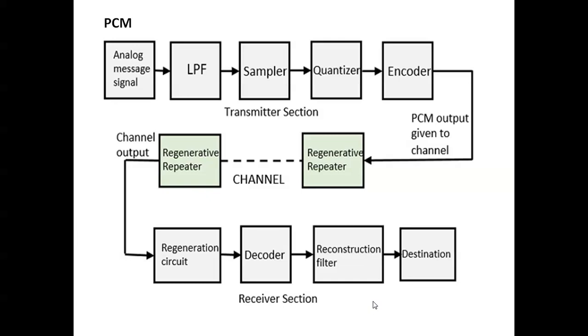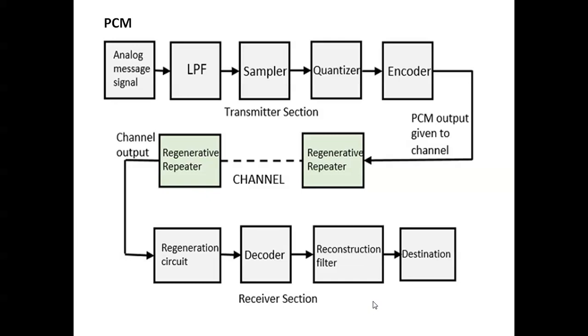So that is the receiver section. In pulse code modulation, if the analog message signal, a sine wave, is given to pulse code modulation, the output you get is zeros and ones. It's in number form. The low pass filter eliminates the high frequency component, and then the sampler follows. Why are we using a low pass filter in pulse code modulation?